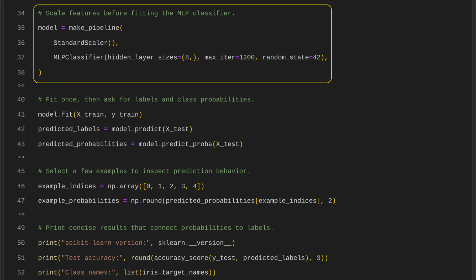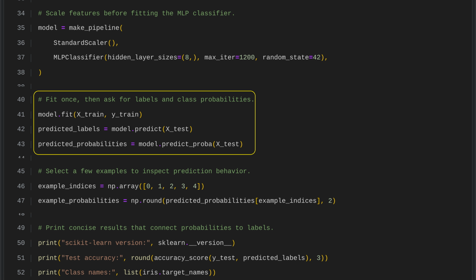The data is prepared with a pipeline that first standardizes the features by centering them and scaling them to unit variance, helping the neural network learn from each feature fairly. The pipeline then uses a multi-layer perceptron classifier with one hidden layer of 8 neurons. Training is allowed up to 1,200 iterations, and a fixed random state of 42 makes the results reproducible.